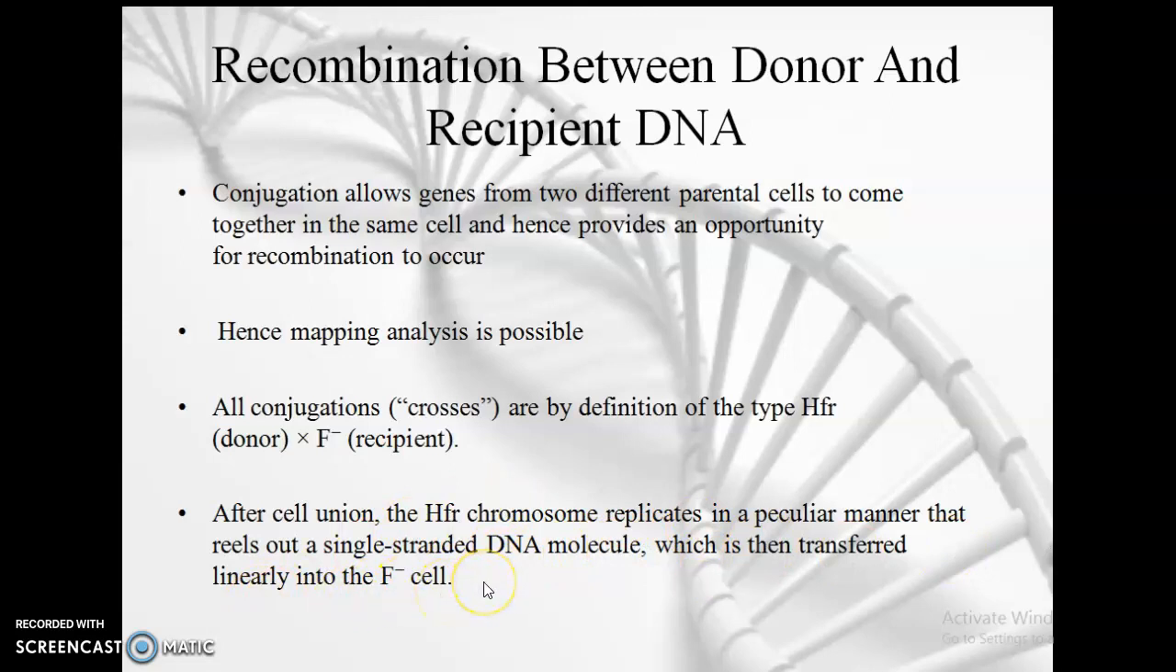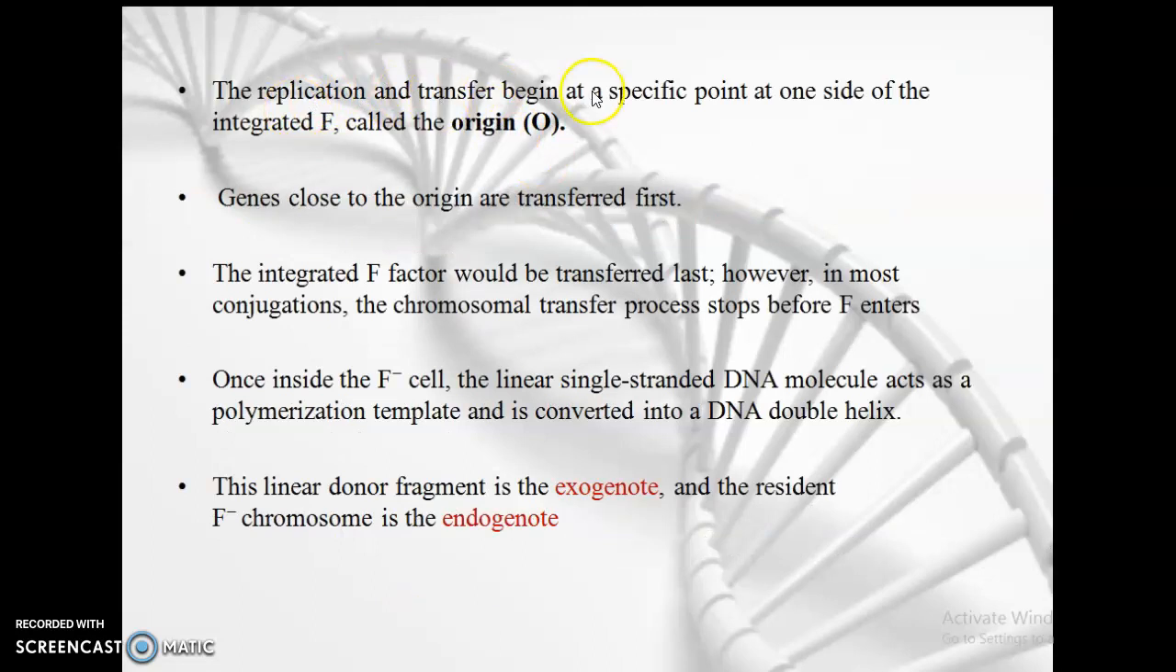The replication and transfer begins at a specific point at one side of the integrated F factor on the HFR cell, called the origin. So the replication and transfer begins at the origin, and the genes which are close to the origin will be transferred first, and the genes located farthest from the origin will be transferred later. The integrated F factor would be transferred last. But in most cases this F factor will never enter the recipient cell, and the transfer process will stop before the F enters.